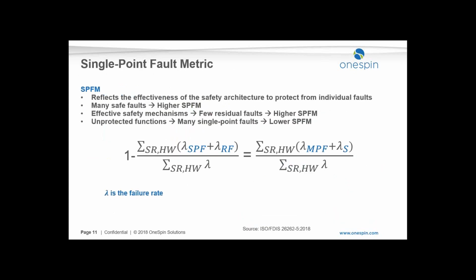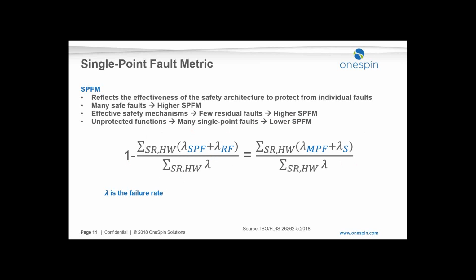Okay, so the single point fault metric is one of the important metrics in the standard that reflects the effectiveness of the safety mechanism to protect from individual faults, single point faults, and residual faults. If you have effective safety mechanism, you are going to have few residual faults, and you have a higher metric. And of course, on the other hand, if you have unprotected function, you are likely to have many single point faults, and this will lower your SPFM. So this is the formula from the standard where lambda is the failure rate.